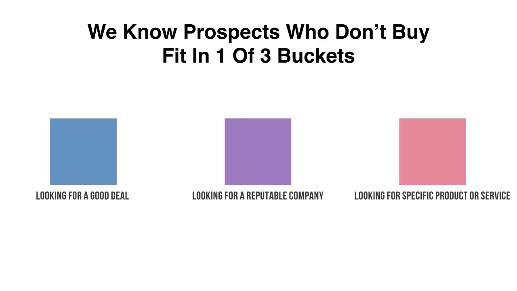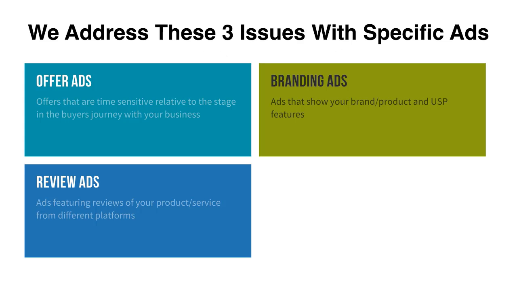So we address these three issues with specific ads. This also helps us create a lot of different types of ads so that we can control frequency, right? Like we were just talking about. First and foremost are offer ads. And offer ads are just time sensitive and relative to the stage of the buyer's journey that your prospect is going through.